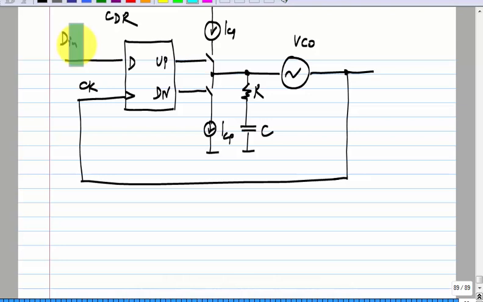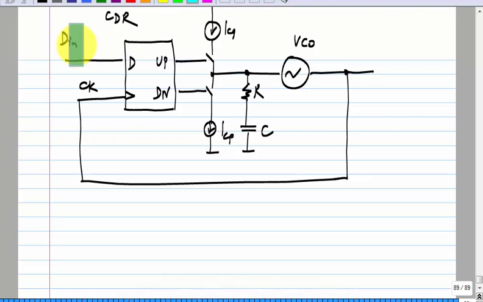Noise, where? In the VCO, then? In the resistor, okay. Charge pump currents, yeah, okay. What else? What else could it be? What's that?